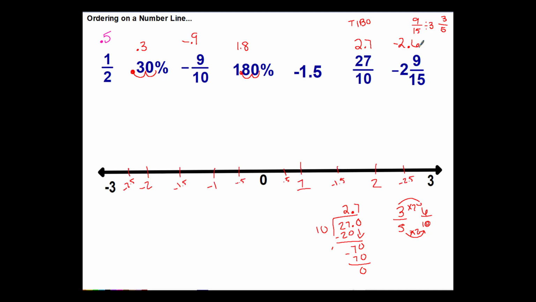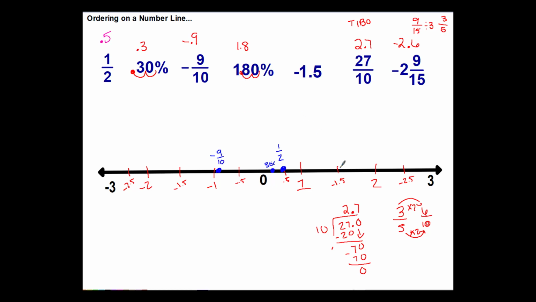Okay, once you've pre-filled your number line like I did, now all we have to do is mark them. 0.5 is right here, so this is my positive half. 0.3, well, I know that's closer to the 0, so I'm going to place it right here. It's my 30%. Negative 0.9, I know that's almost to the 1, but not quite, so I'm going to put it right here.